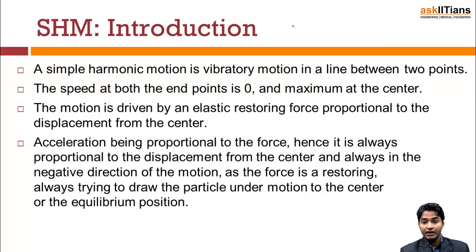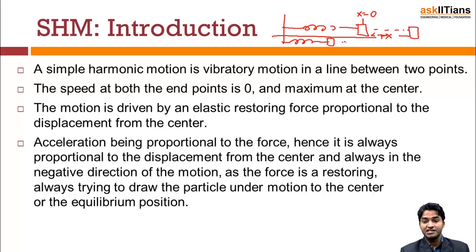Consider a spring connected with a block on a system, where x is equal to 0 at the mean position. On giving some small fluctuations to the system, the extension produced is equal to positive x, and the compression is equal to minus x. These are the maximum displacements, which we call minus a and positive a. These are the amplitudes. It executes oscillation about the mean position, in which its acceleration is directly proportional to the negative of the displacement from the mean position.